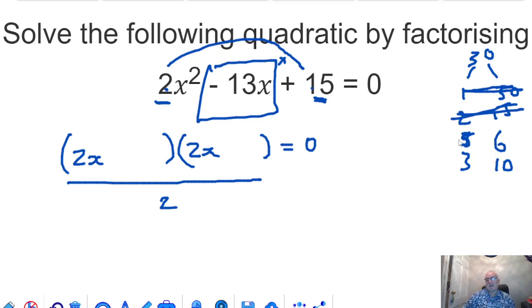5 and 6 would give me 11, so it's not going to be that one. So this one, minus 3, minus 10 would give me minus 13. So that's my pair that I want. So if I now put in minus 3 and minus 10, okay, we're now going to look to get rid of that 2 that we put on the bottom, the divide by 2.